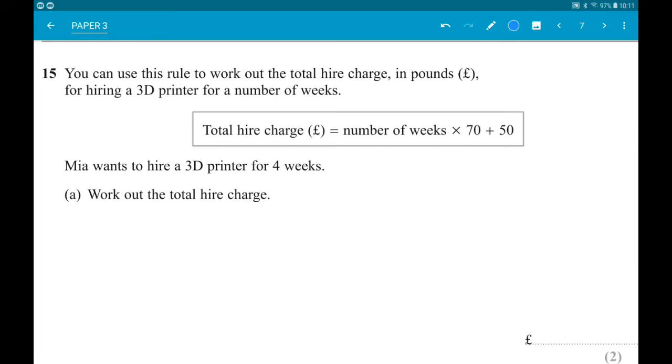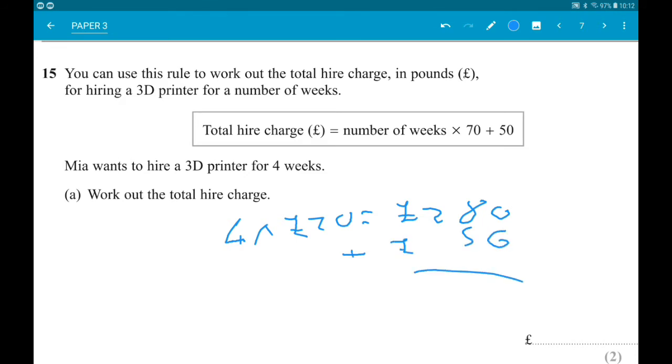So we want to do 4 times £70, which is 280, and then we want to add £50 onto that, and we get £330.